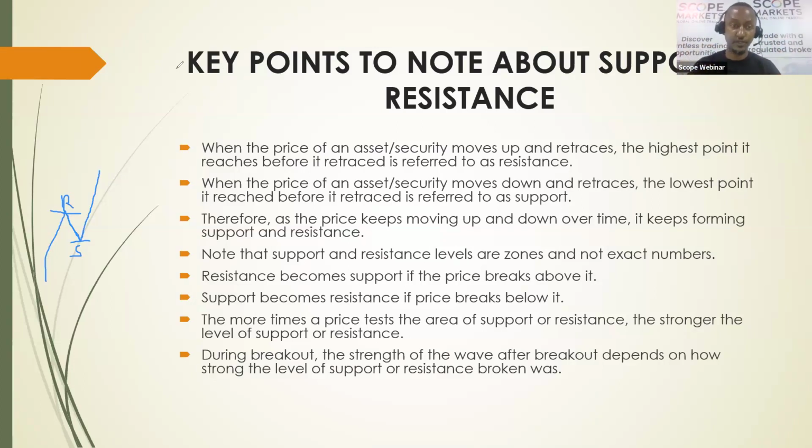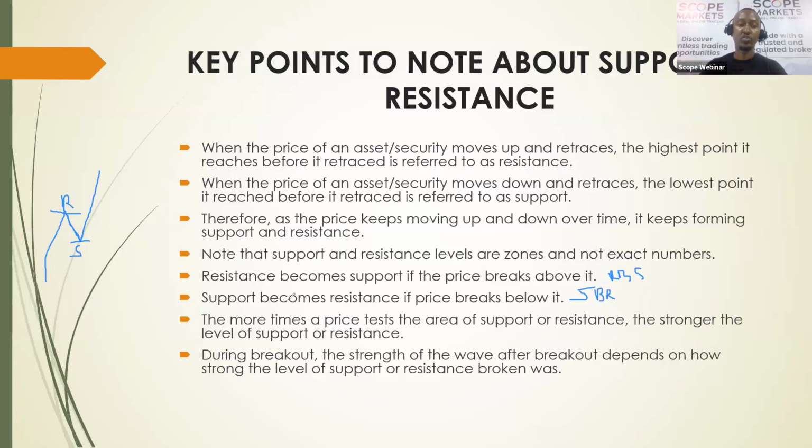You need to note that support and resistance levels are zones and not exact numbers, like we said. So resistance becomes support if the price breaks above it. This is what we call RBS. And support becomes resistance if the price breaks below it, and this is what we call SBR.